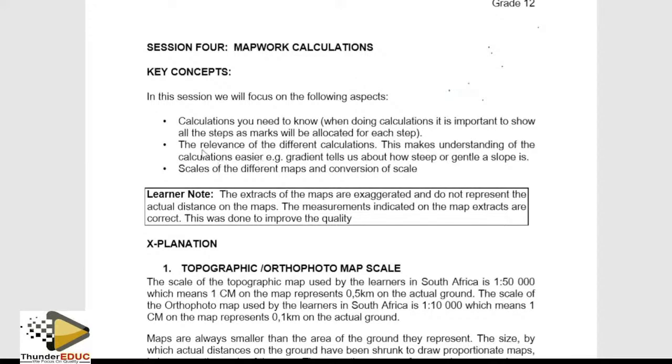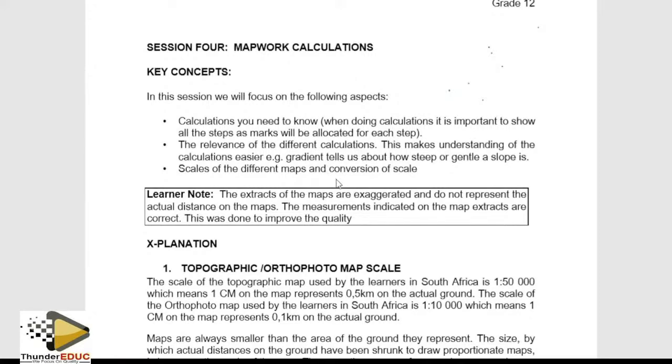The second thing is the relevancy of the different calculations. This makes understanding of the calculations easier. For example, gradients. If you're dealing with gradient, what do you need to know? You must know that the gradient simply means how steep or how gentle the slope appears. So when you're calculating the gradient, you need to understand that you need to know how steep or how gentle the gradient is.